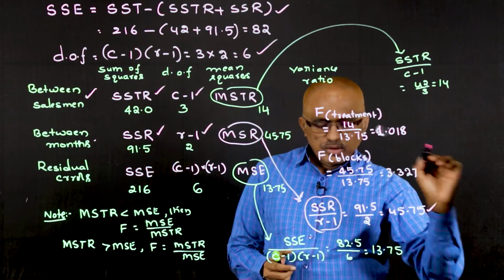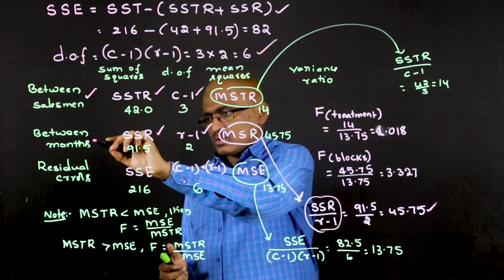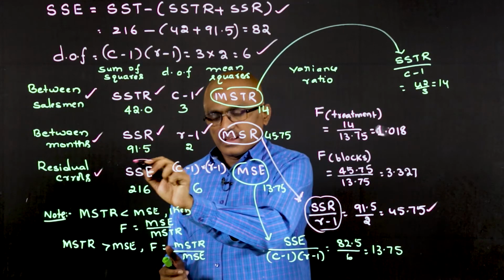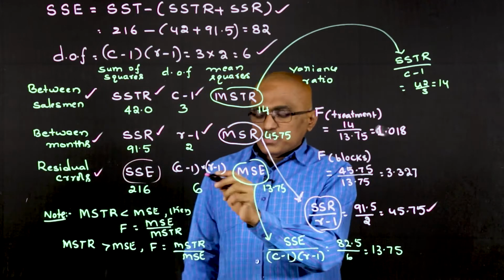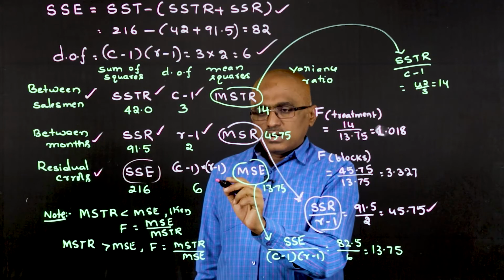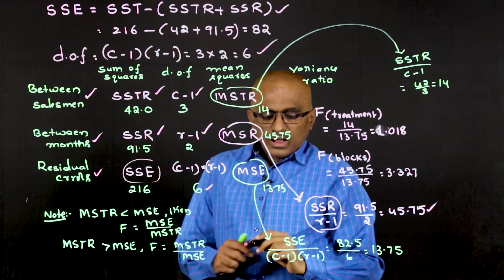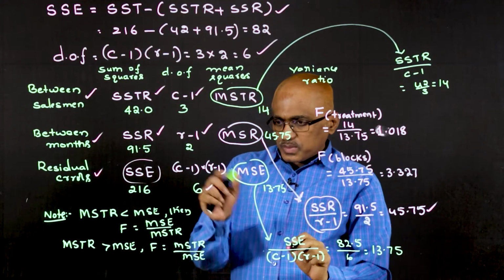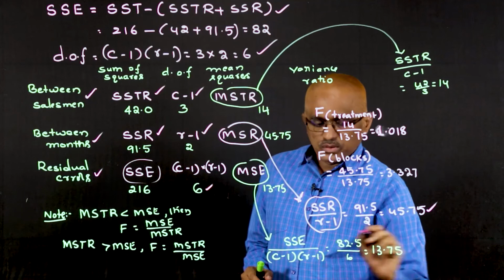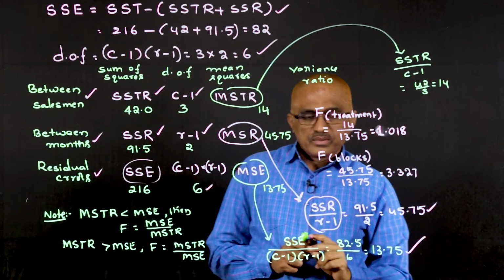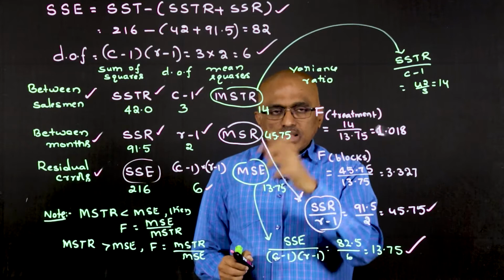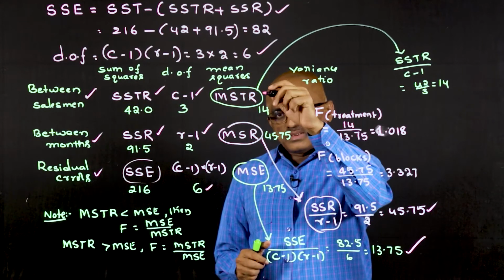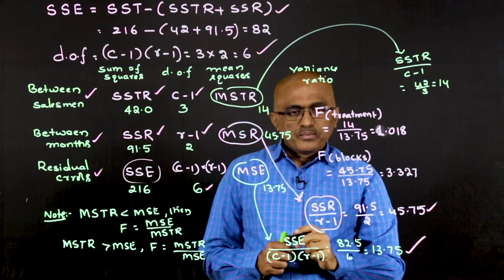Then we got this 45.75. And also we had the calculation with respect to residual errors, that is the sum of square errors, and also the corresponding degrees of freedom, that is C minus 1 into R minus 1, that is 6, and MSE, mean square error, that is SSE by the corresponding degrees of freedom, C minus 1 into R minus 1. We had 13.75. Now we have all the corresponding values to find F values: MSTR, MSR as well as MSE.